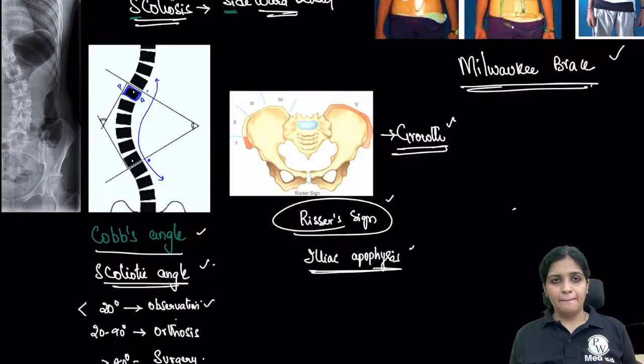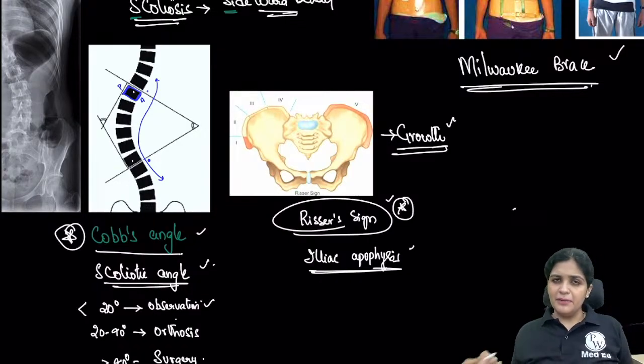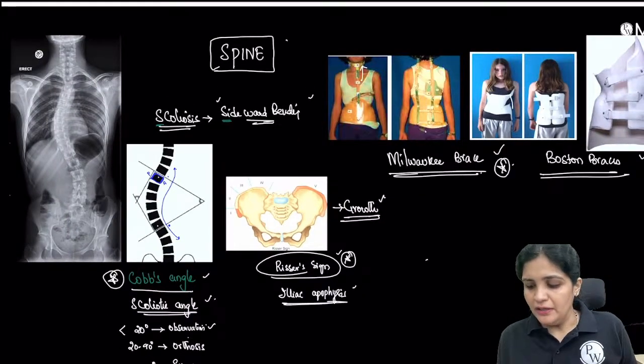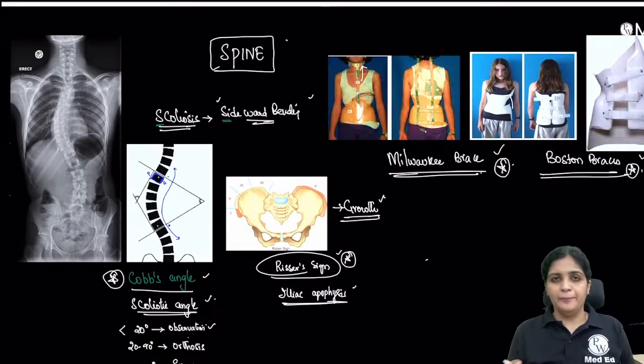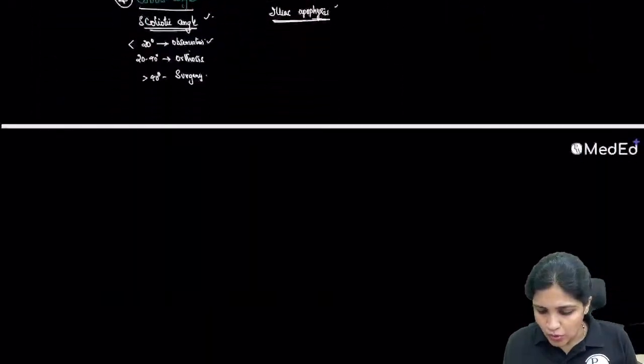Clear, guys? Yes, ma'am. Cobb's angle, very, very important. Risser sign, not very important, but it could be a potential question. Again, Milwaukee is important. Boston is okay. That is about scoliosis.